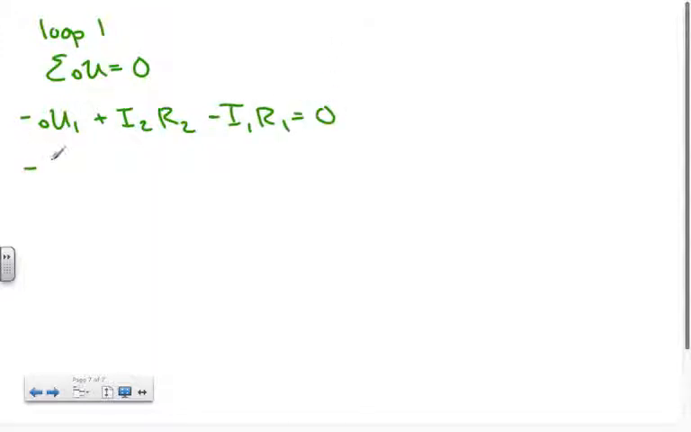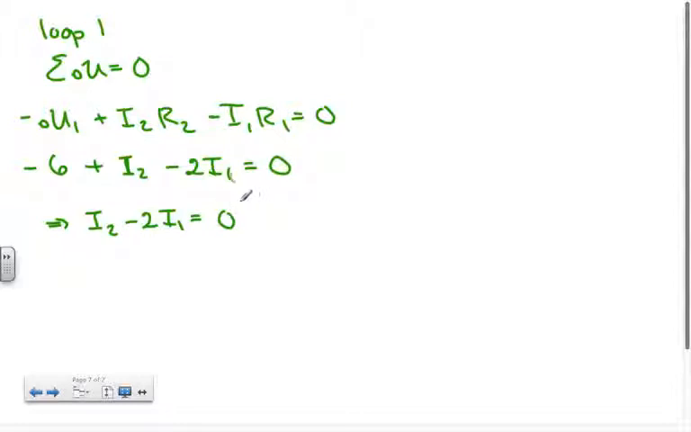Plugging in the numbers, negative 6 plus I2, of course, minus 2 I1, equals 0. We can solve it. This ends up being I2 minus 2 I1 is of course positive 6.